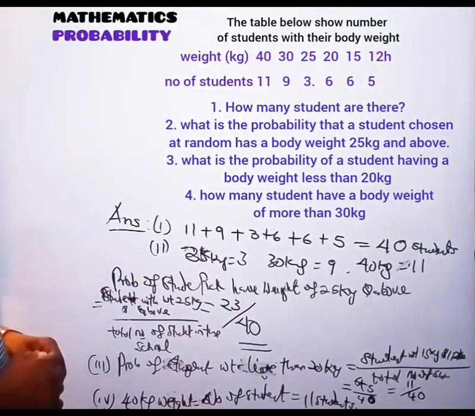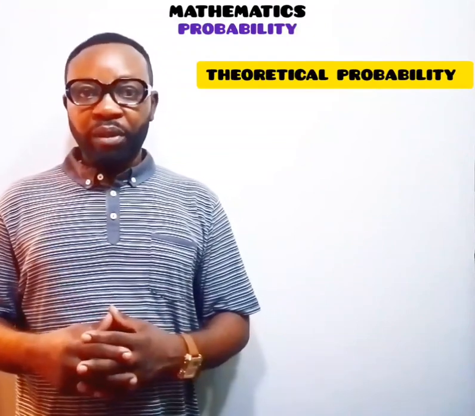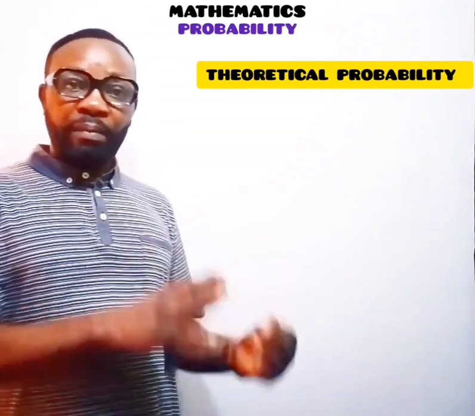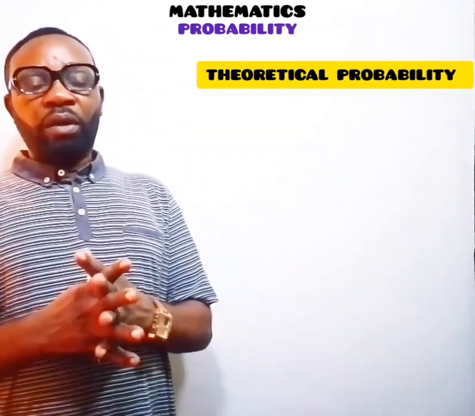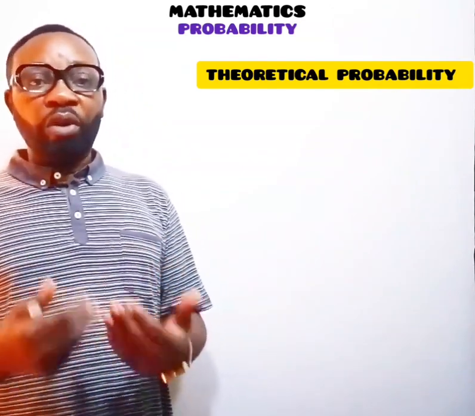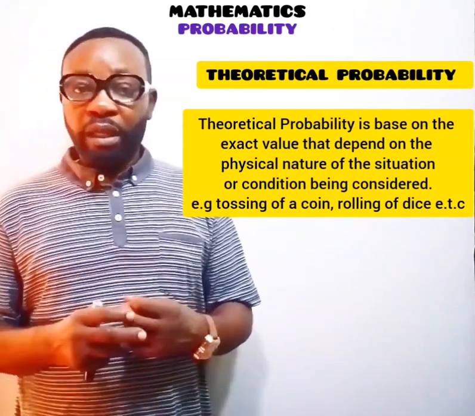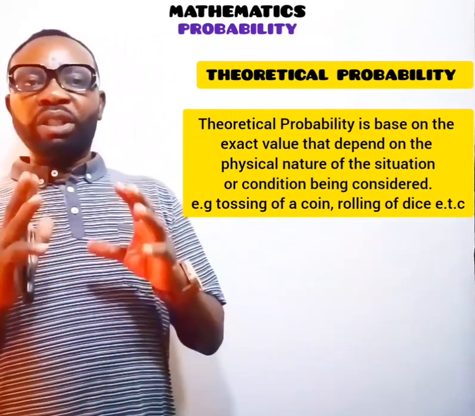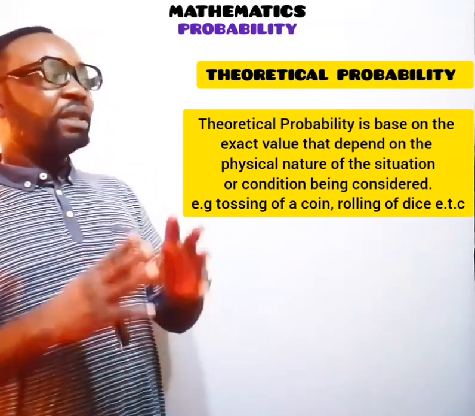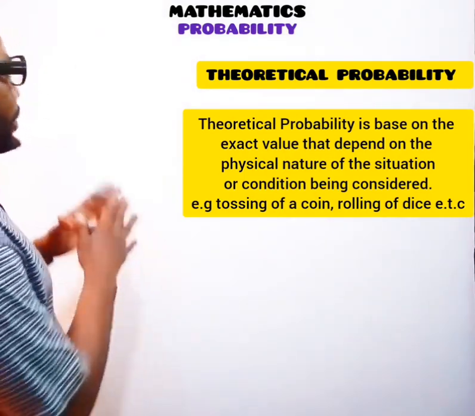11 students. So those are the answers to the question that we are asked. Theoretical probability. Because experimental probability compares the past with the future, theoretical probability has to come into being because of the lapses that might happen in experimental probability. Now, theoretical probability has to do with the physical nature of the condition or situation being considered.